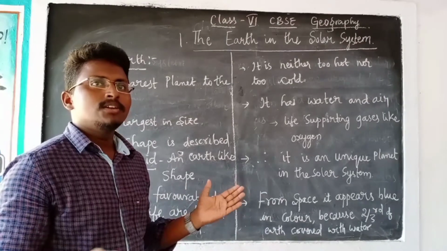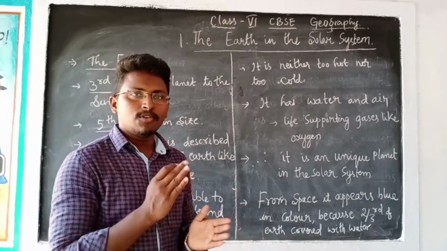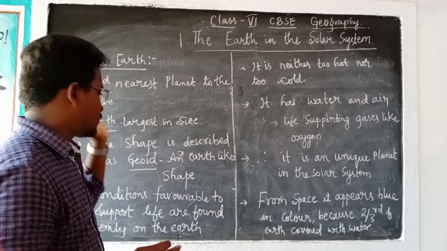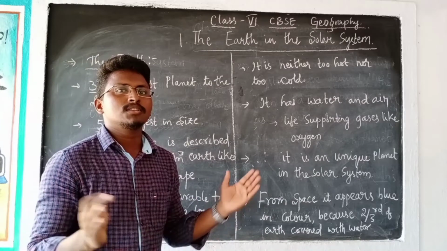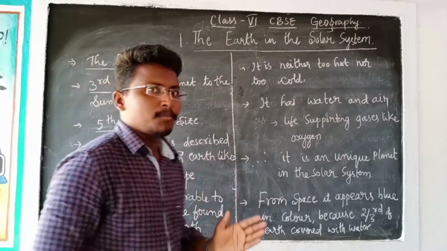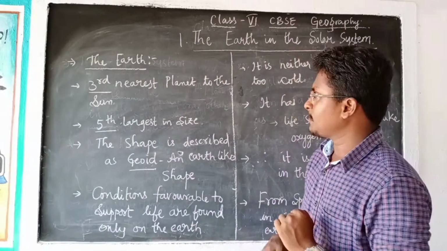Then conditions favorable to life are only found on this earth. You all know that throughout this universe, as of now, the only planet where humans are living is this earth. Why? Because there is no other planet which supports life. So why is it supporting life? What are the conditions that are favorable for supporting this life?